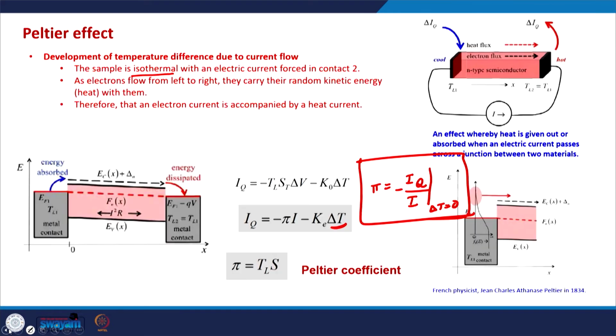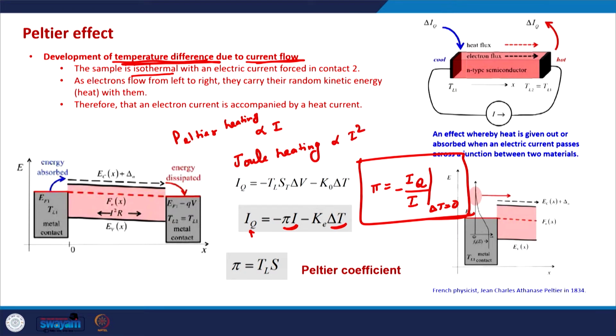I would also like to remind you that the Peltier effect, this temperature difference due to current flow, is different from Joule heating, because now this heat, IQ, meaning heat generated in the system, is directly proportional to I. So the Peltier heating is directly proportional to I, and Joule heating, which comes from the scattering of electrons with the lattice, is proportional to I square. So that's a central difference.